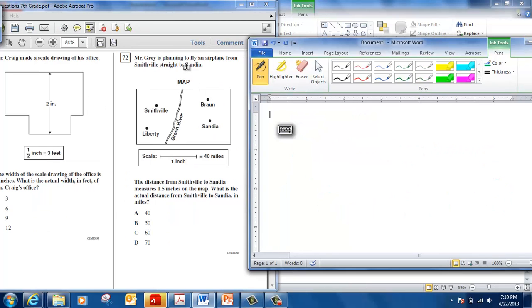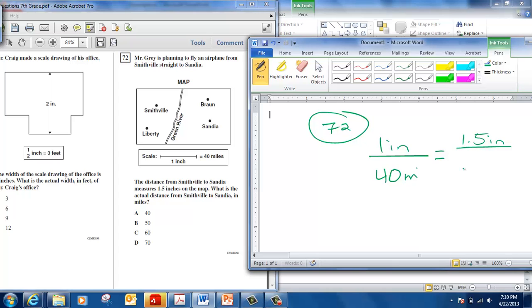It says, Mr. Gray is planning to fly an airplane from Smithville straight to Sandia. So 1 inch to 40 miles. So this is kind of like the road trip that we did, where you want to find out what your actual distance is going to be in real life. This is what we would call finding the distance old school. So 1 inch is 40 miles, that's going to be the left side of our proportion. Technically, it doesn't matter. I'm just writing it down on the left. So I don't have 1 inch, I have 1.5 inch in my drawing. So I want to know what that would be in real life.